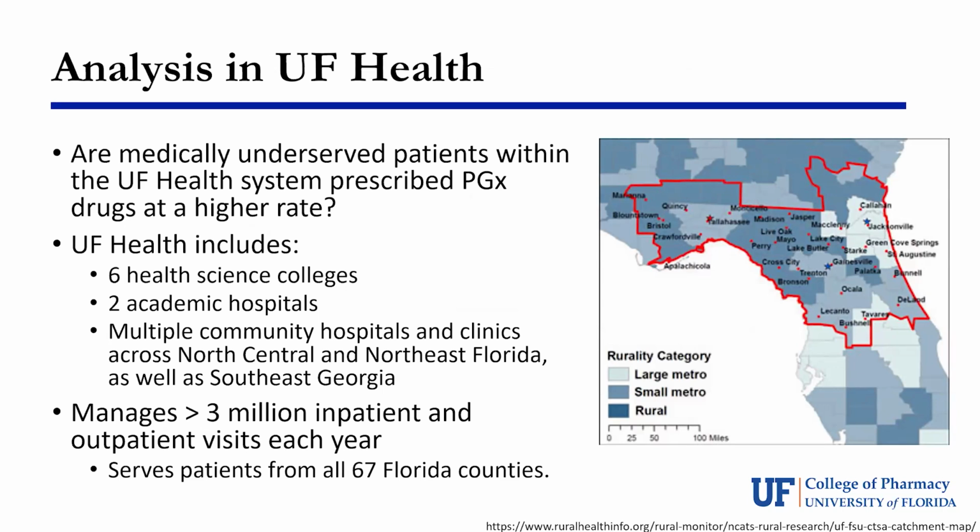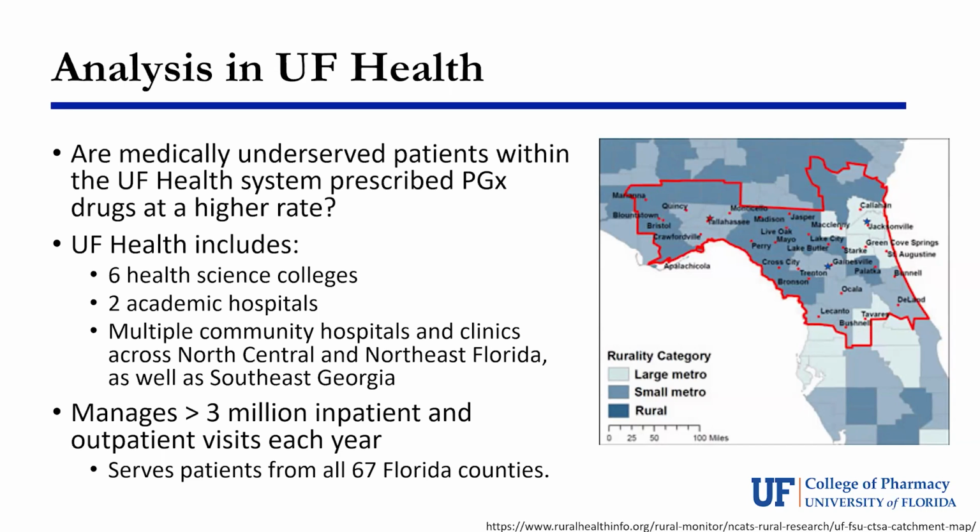So we wanted to do a preliminary analysis, at least in our healthcare system. We asked the question: are medically underserved patients within the UF Health system prescribed PGX drugs at a higher rate than other patients? We pulled data from our entire health system. Just to give you an idea, UF Health is 6 health science colleges, 2 academic hospitals, and a bunch of community hospitals and clinics across North Central and Northeast Florida, and a little bit in Southeast Georgia. You can see our rough catchment area here on the right.